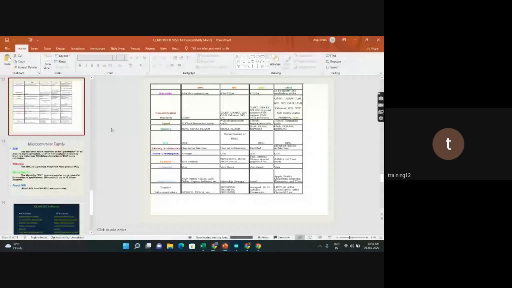Then there are features. In the 8051, CISC is used, and some features of RISC. I will discuss this in the next-to-next slide, so here I just mention the name only. In AVR, a RISC processor is used, and in ARM also a RISC processor is used.